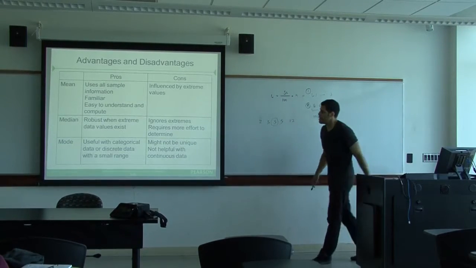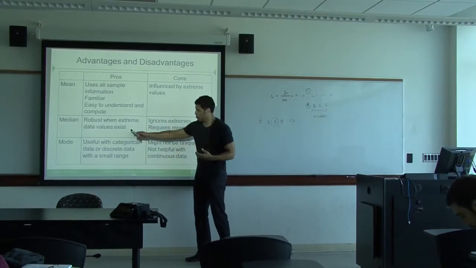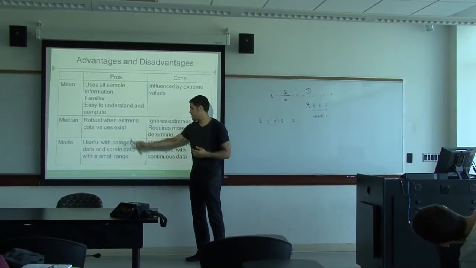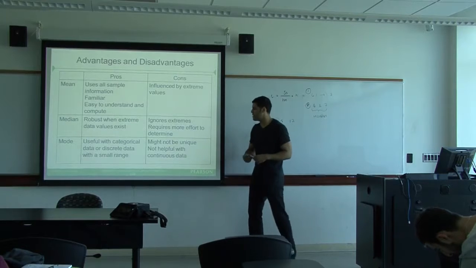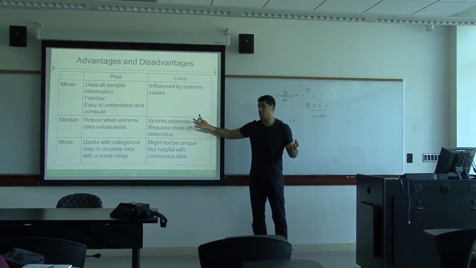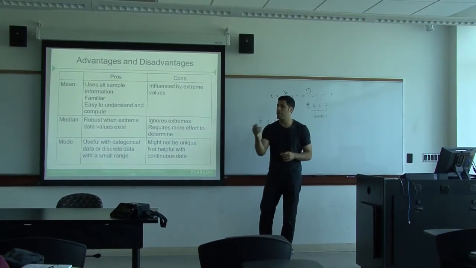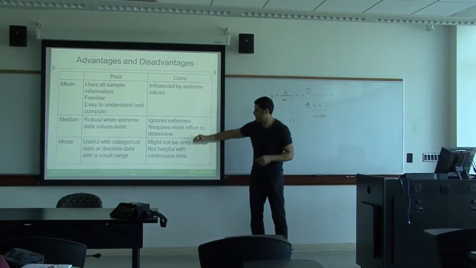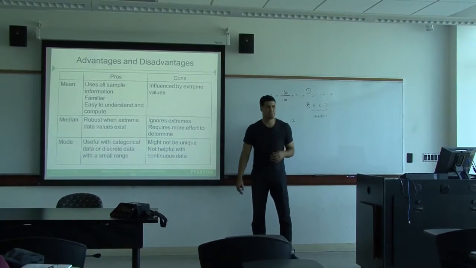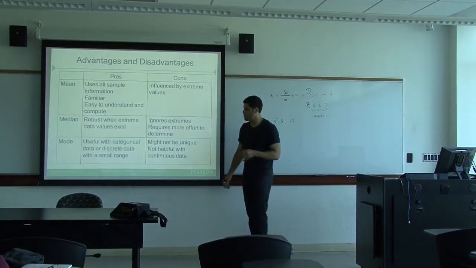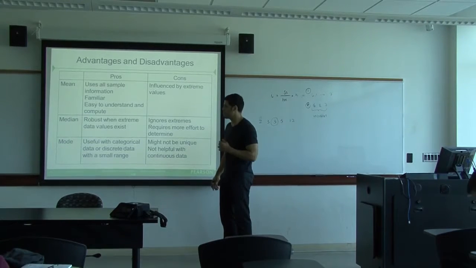The median is not really impacted by extreme values. The problem with the median is that it ignores extreme values, right? It basically does not use every single data value. It's just one of the values in the data set, and it ignores extremes. And it also takes much more time to compute, because you have to rearrange data, compute the index point.